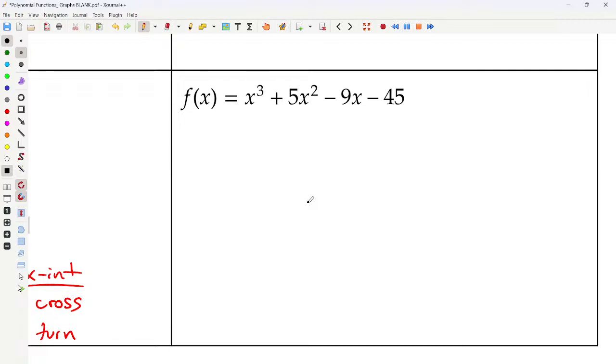Is that factored? No. That's not a trinomial. How many terms is it? It's a four-nomial. It's 4 terms.